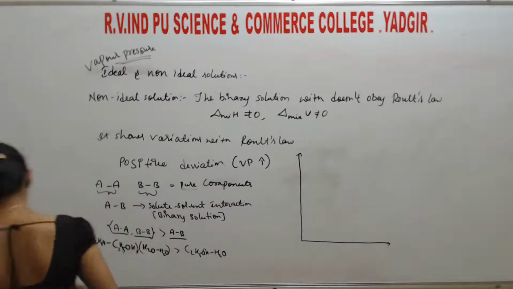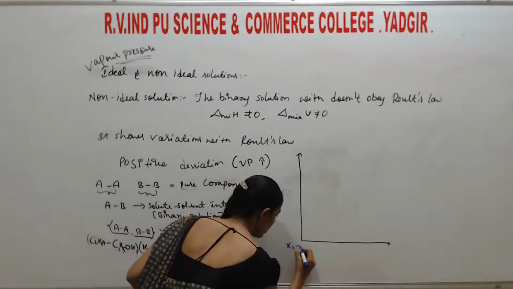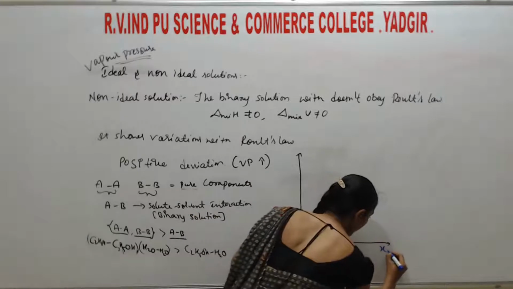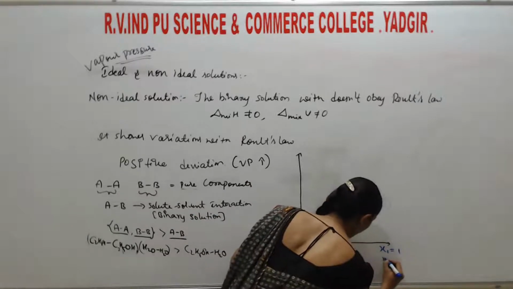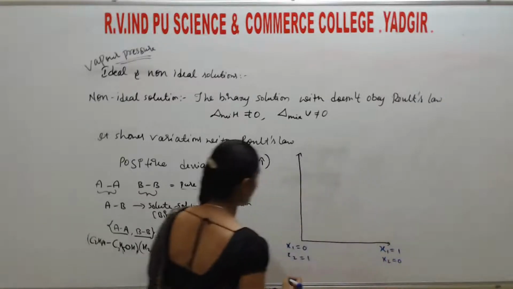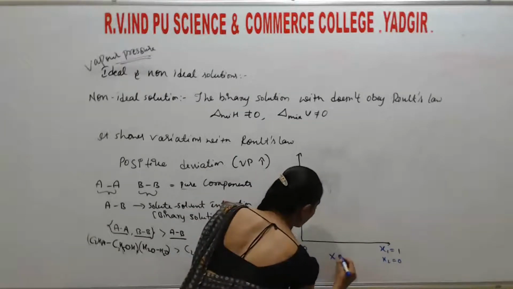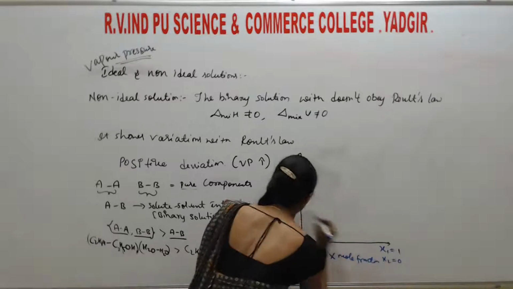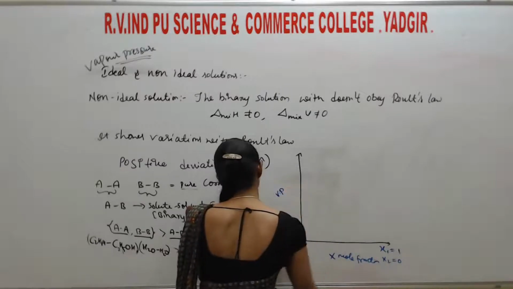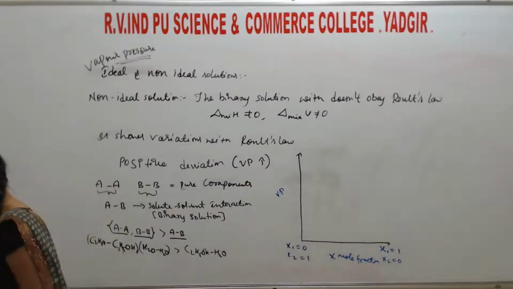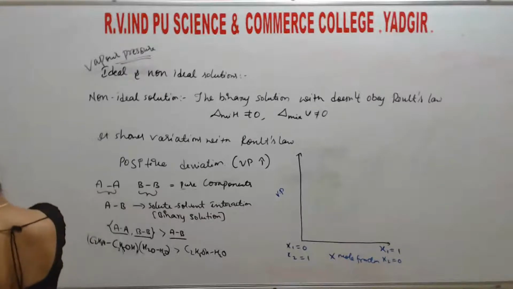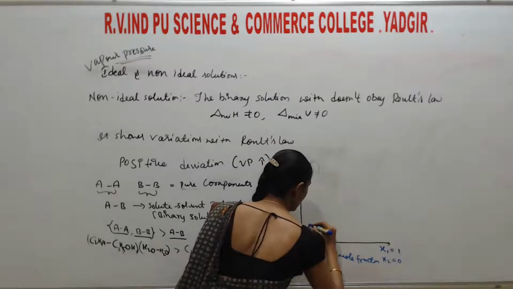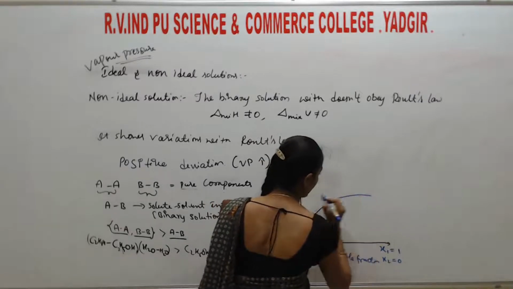Positive deviation is there. X1 is equal to 0, X2 is equal to 1. X1 is equal to 1, X2 is equal to 0. This is mole fraction. This one is vapor pressure. So then what happens, students? The positive deviation takes place in this manner.